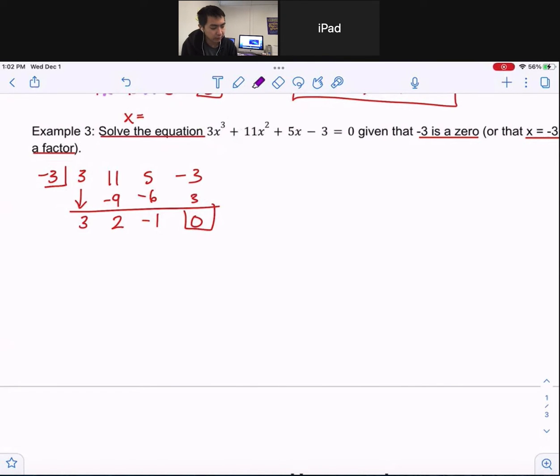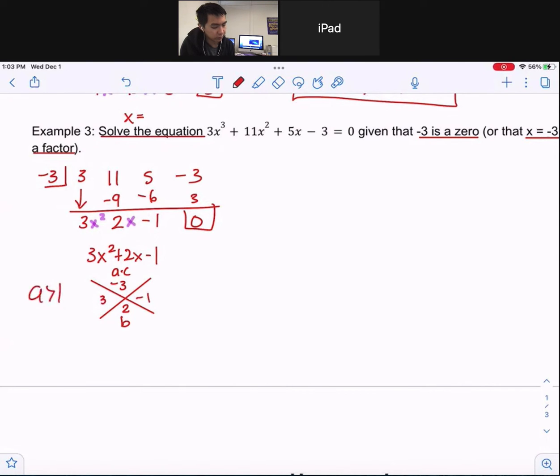After we use synthetic division, this is x to the second and x. So we're just left with this. And can we factor that? We can. A times c up top, b on the bottom. We get negative 3, 2. So two numbers that multiply to negative 3, but when added give you 2. That is 3 and negative 1.